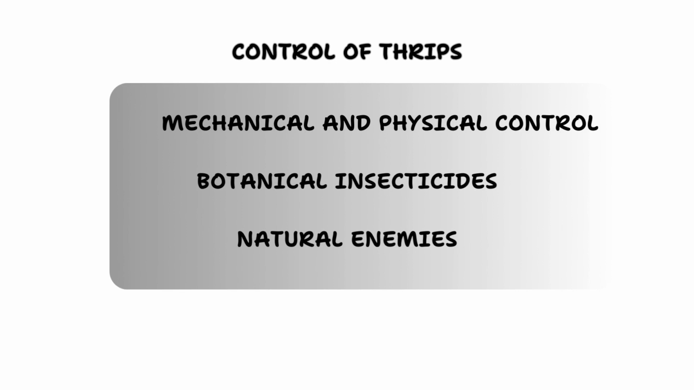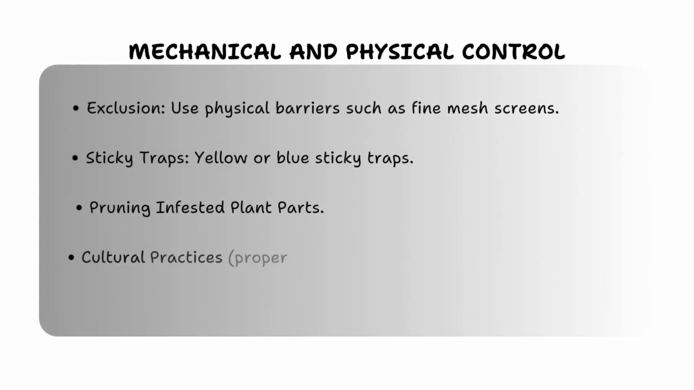You all know that we are enthusiastic about organic farming here on our tiny garden, and therefore we can control thrips by mechanical and physical control. We can use botanical insecticides, and we can also use natural enemies.